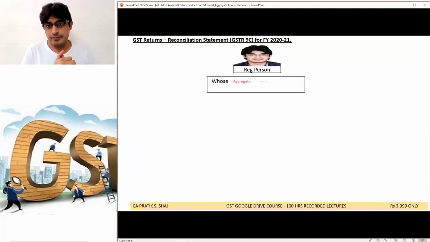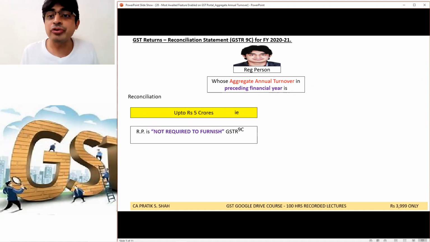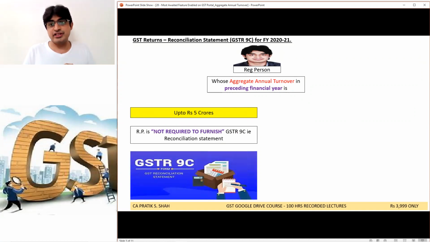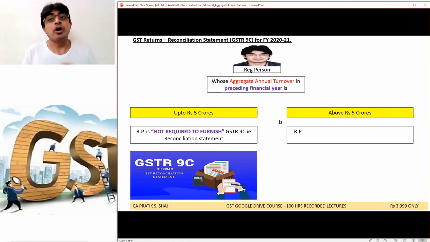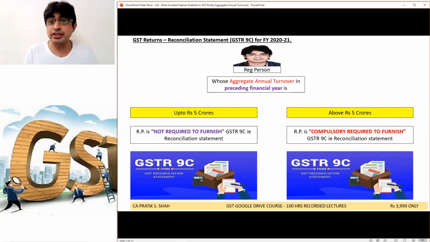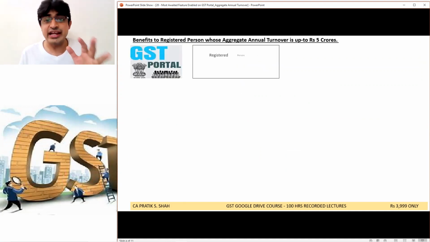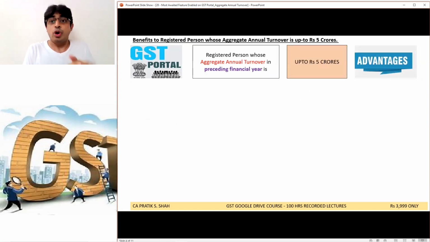Similarly, say I'm a registered person, correct? My aggregate annual turnover is up to rupees 5 crore in the preceding year. I don't have to furnish GSTR 9C. कोई reconciliation statement नहीं करने की जरूरत. Correct. But if my turnover is above rupees 5 crore for the financial year 2021, I am required to file the GSTR 9C reconciliation statement. Correct. So now GST has given many benefits, many advantages to the registered person whose turnover in the preceding year is up to rupees 5 crore.